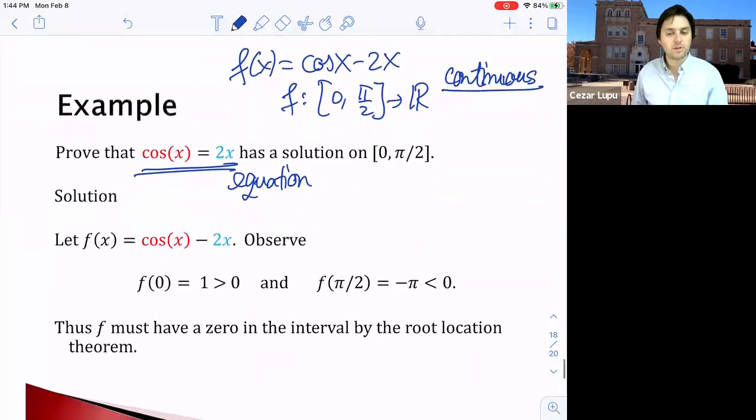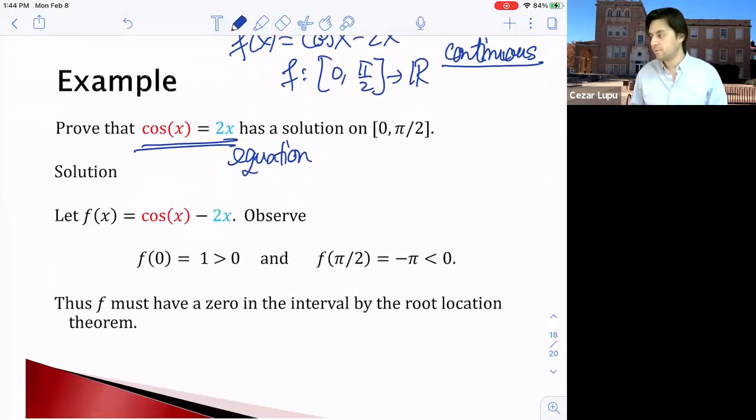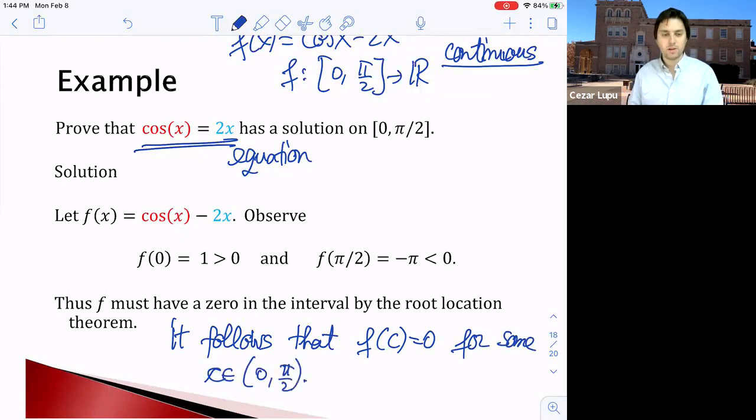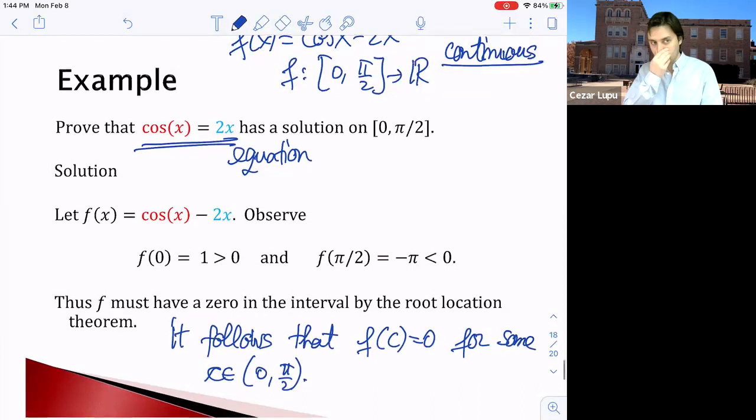So by the root location theorem, it will have a 0 between them, right? So it follows that f of c is 0 for some c on the open interval 0 pi over 2. That's what you need to know, right? Okay.